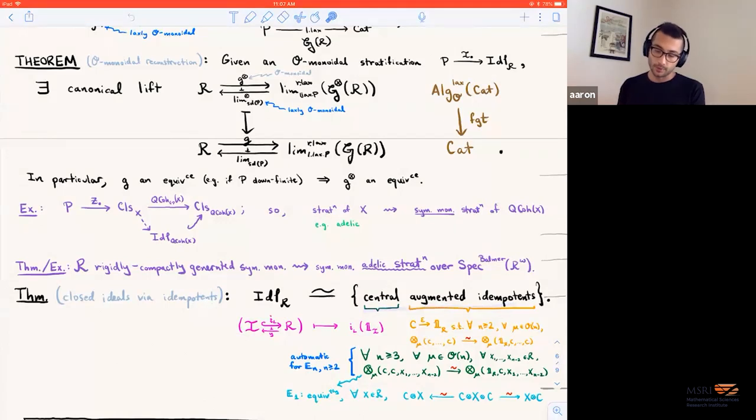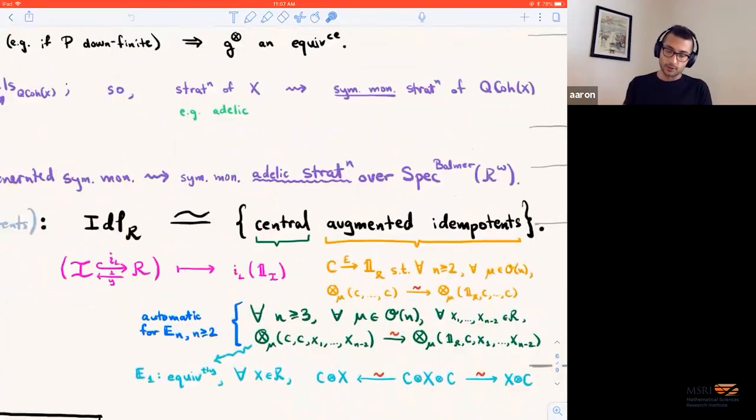And this is what we define to be a central augmented idempotent. Augmented just means you have a map to the unit. Idempotent means that when you tensor it with itself and then map to one tensor itself, that's an equivalence. So that's what an augmented idempotent is. And again, you can be slightly more careful and get something that works for any operad instead of just quadratic operads. I'll describe the main case of interest.